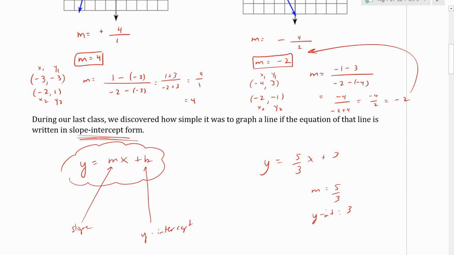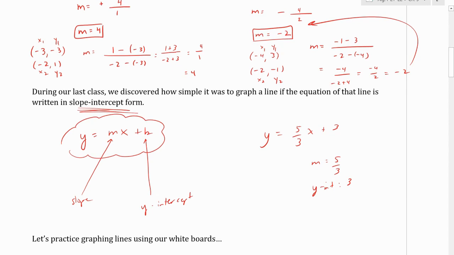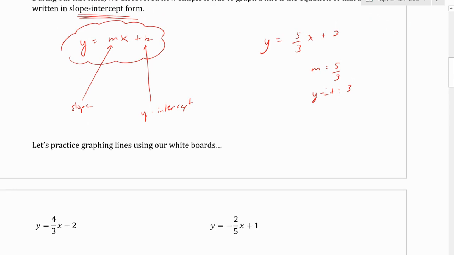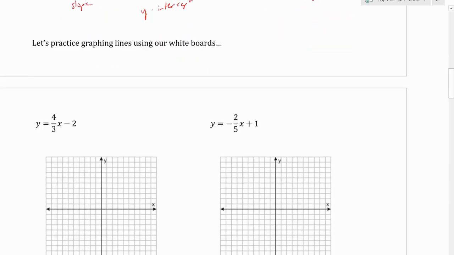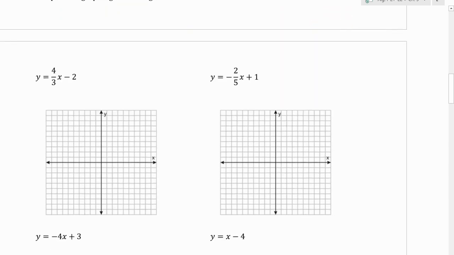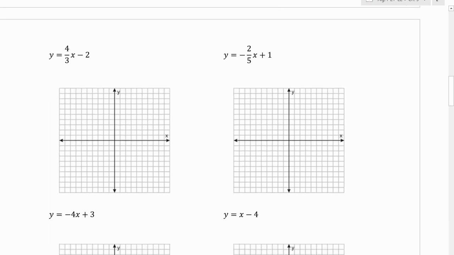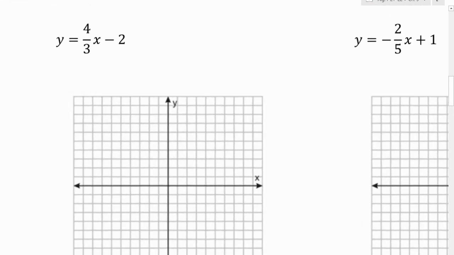Okay, so we're going to have these little whiteboards that I bought. We're going to use those. We're going to practice drawing some lines. And you don't have this next page. This is just so I can put it up here and we can check our work. But y equals 4/3 x minus 2. That's the first one we're going to graph.